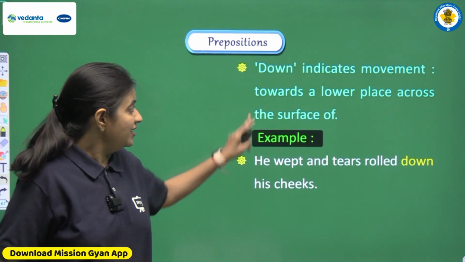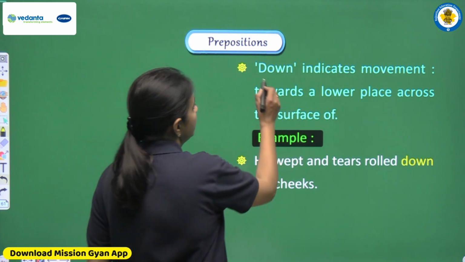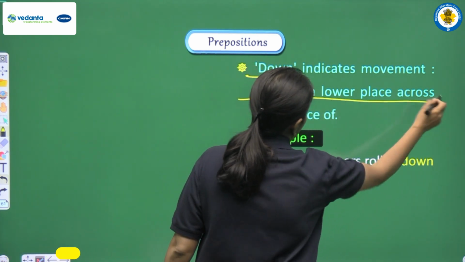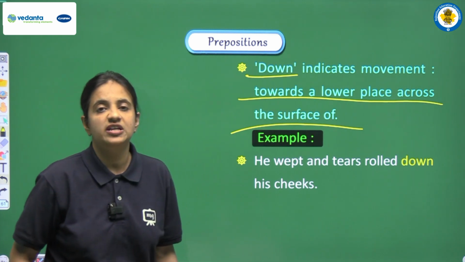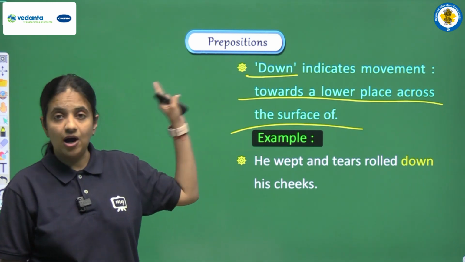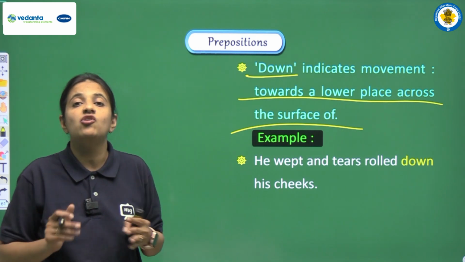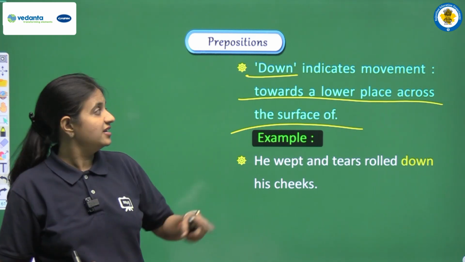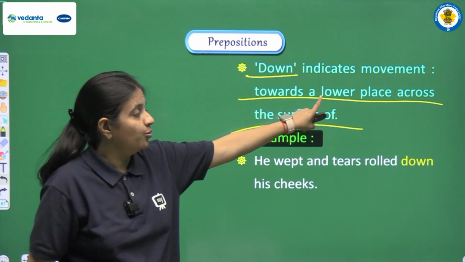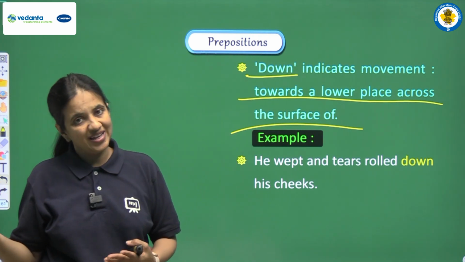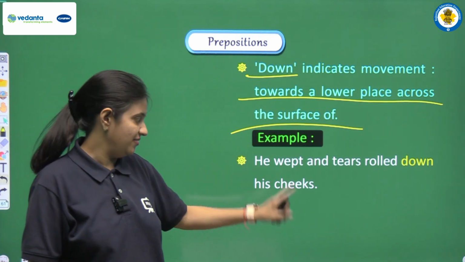Okay, now let's talk about down. Down indicates movement, but how? Towards a lower place across the surface of. So if we have down in a sentence, with the help of down we can show the movement. But what is the difference? The difference is that down shows the movement towards the lower place from the upper place. So this is the basic difference, and we have an example.